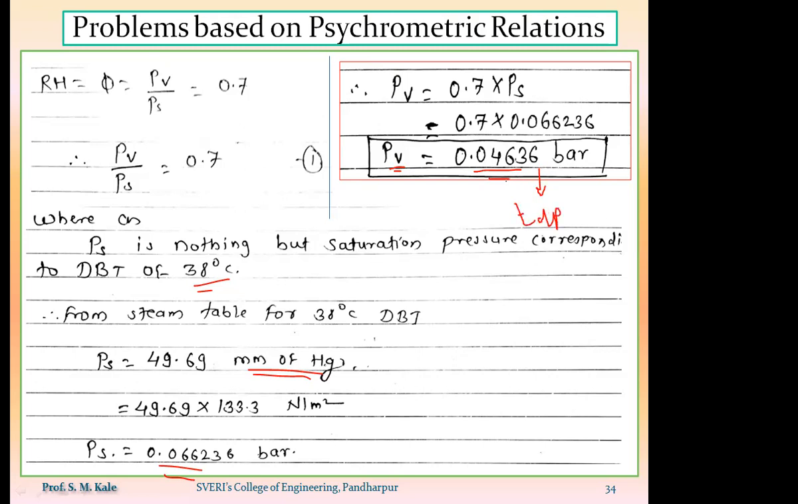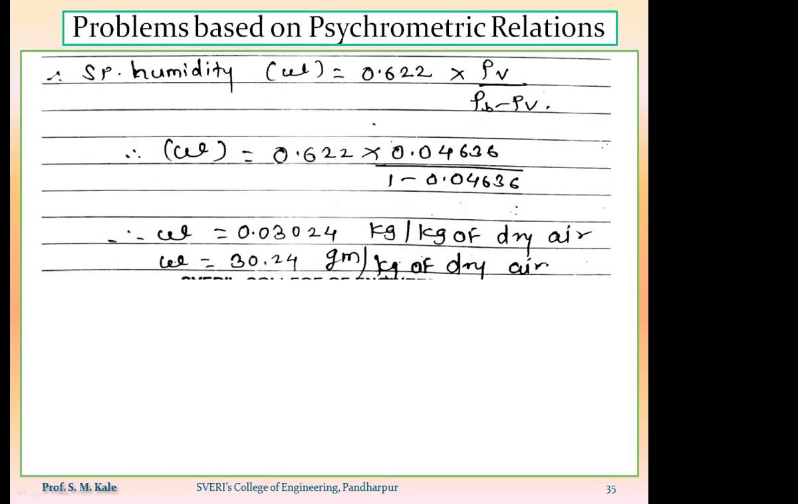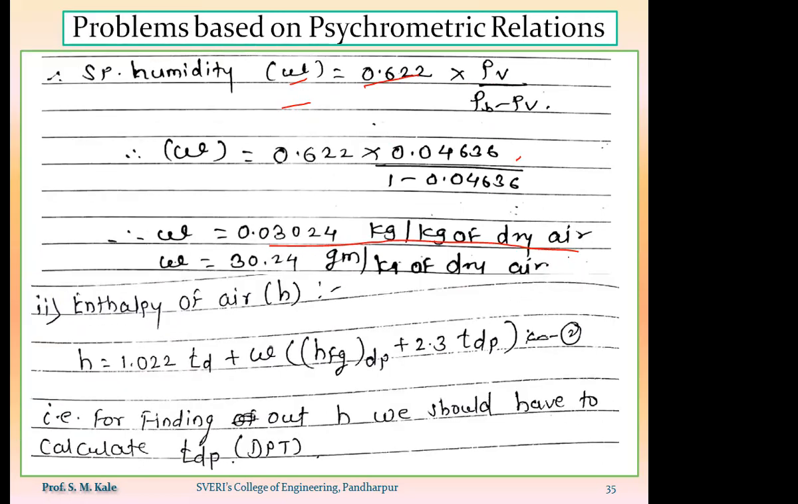ते ड्यू पॉइंट टेम्परेचर नंतर फाइंड आउट करता येईल, पण पीव्हीच्या साह्यानं आता मी काय कॅल्क्युलेट करू शकतोय, स्मॉल डब्ल्यू कॅल्क्युलेट करू शकतोय. स्पेसिफिक ह्युमिडिटी, 0.622 PV divided by PB minus PV. So put the value of PV, I will get the value of small w. That should be in terms of kg per kg of dry air. After small w, I have to calculate the value of H. H is equal to 1.022 TD small w HF job dP plus 2.3 TDP.